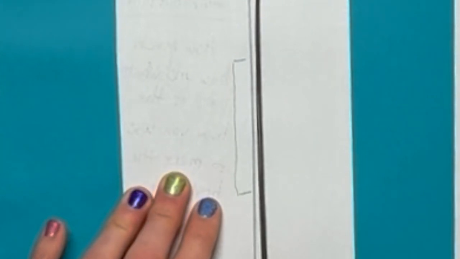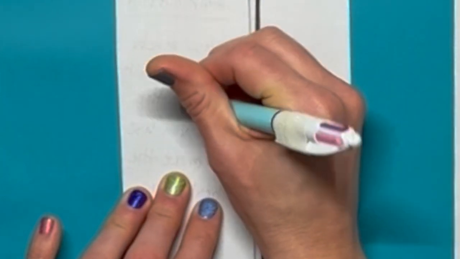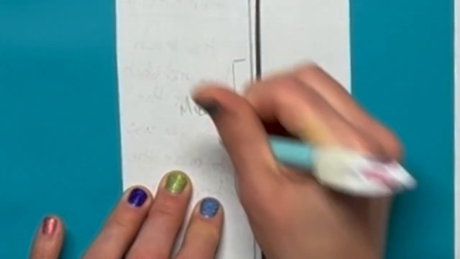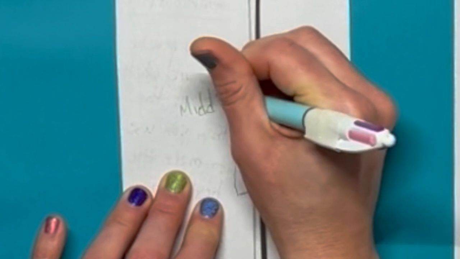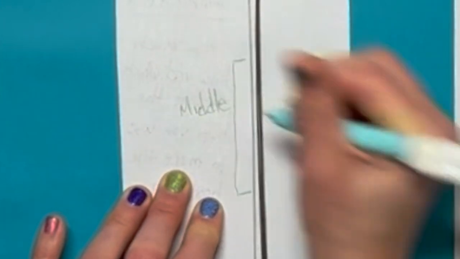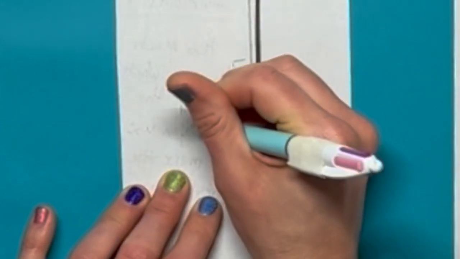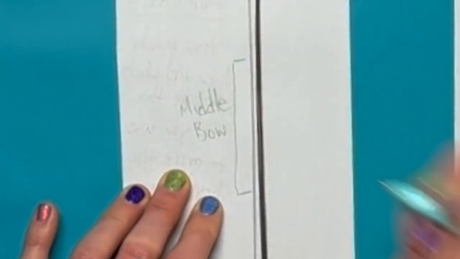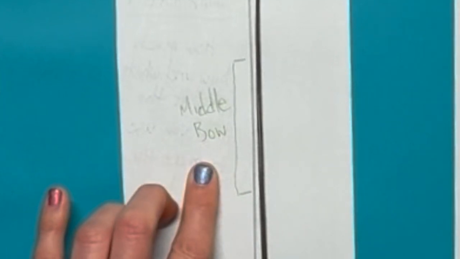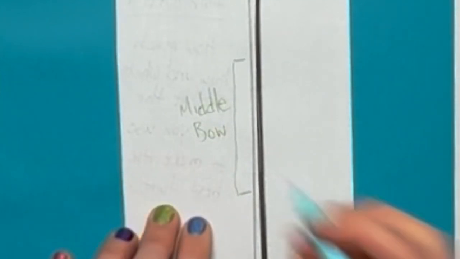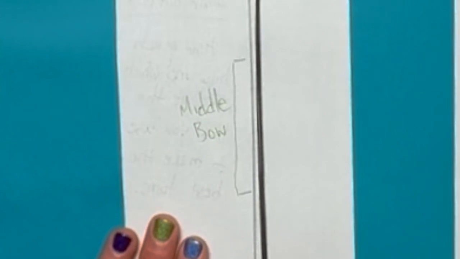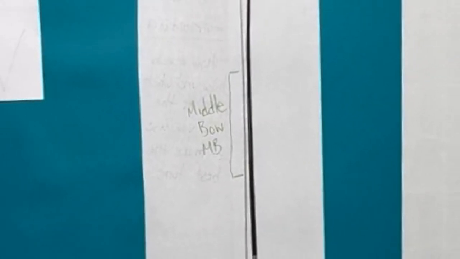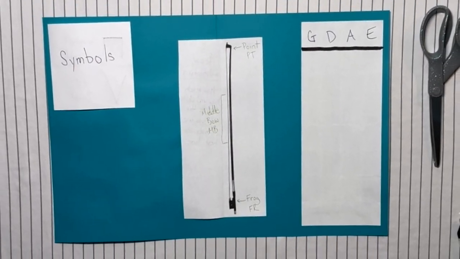So let's write those words. Middle is M-I-D-D-L-E. And of course the word bow is B-O-W. And we abbreviate that. If I want my students to play in the middle bow, but I don't want to write that whole thing, I write M-B. Make sure you pause if you need time to catch up on that.